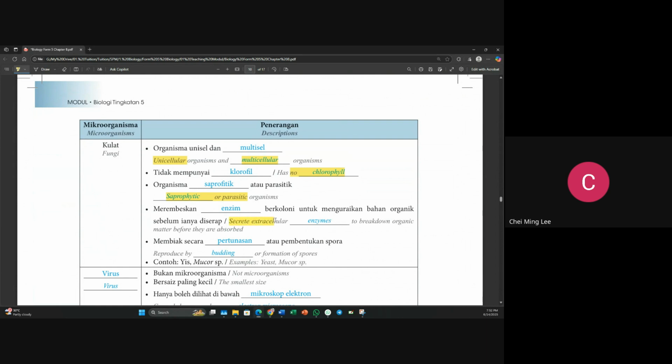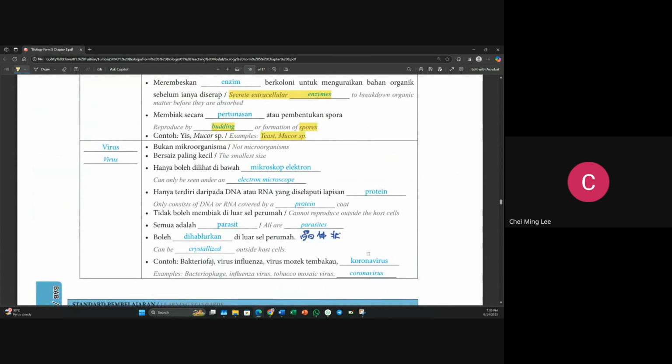Okay, and they secrete extracellular enzyme to break down the organic matter before they absorb. So how they eat is they secrete out the enzyme. The enzyme will help to digest the food, then they absorb the food. Okay, so normally it reproduces by budding or spore. Okay, budding is like a small little new organism comes out from the side. Mushroom, they are by spore, but there are some mushroom that there will be a small one on the side. Okay, like for example, yeast and mold.